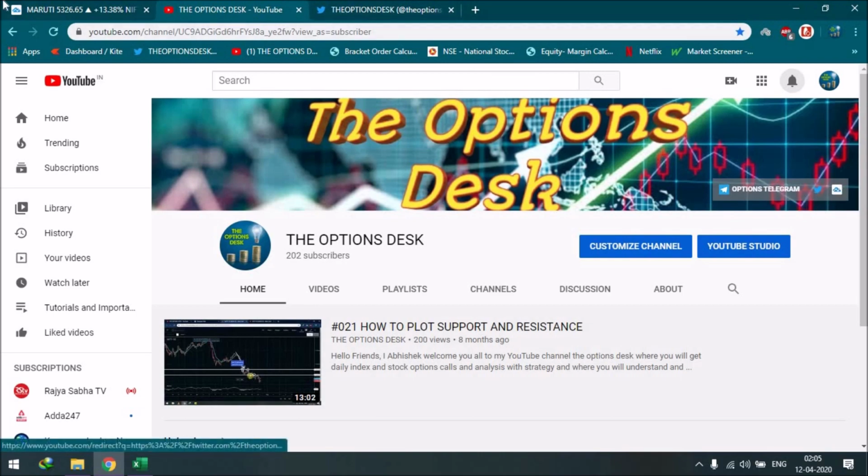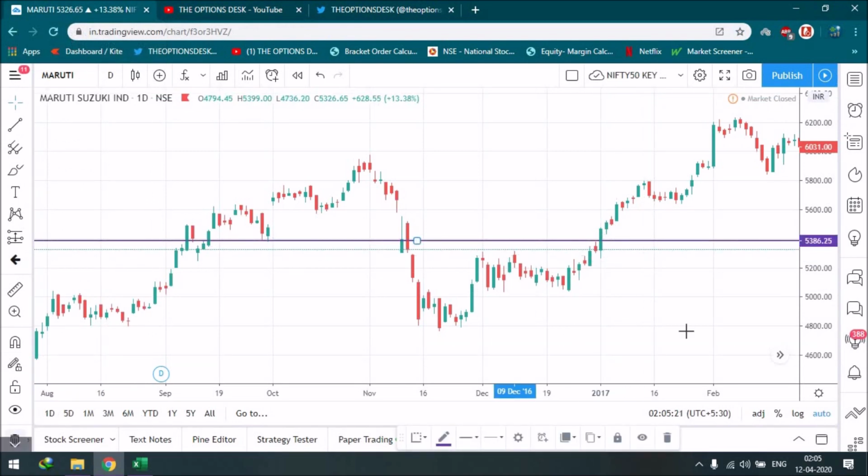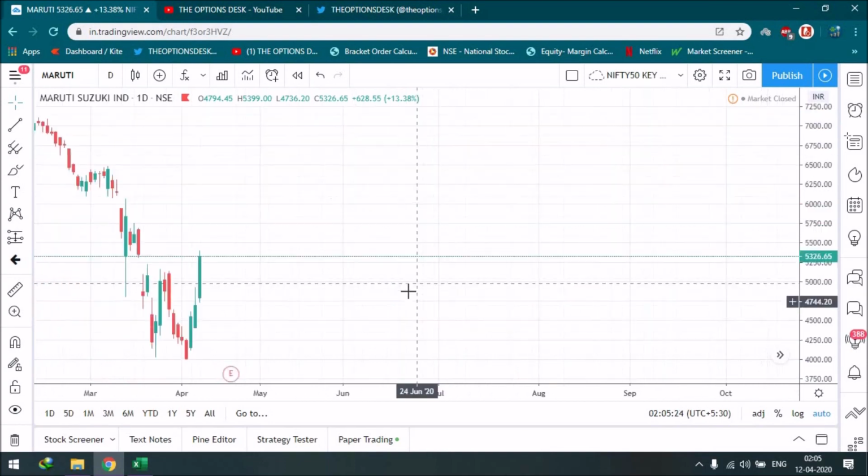So now I have opened a sample chart of Maruti. As you can see, this is the sample chart. So now let's remove this level, I was already marking on this level. So now let's zoom out. As you can see, this is a chart of Maruti.